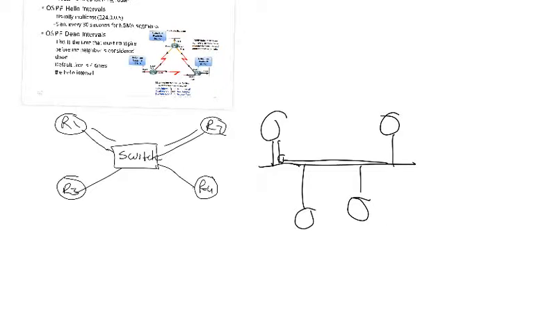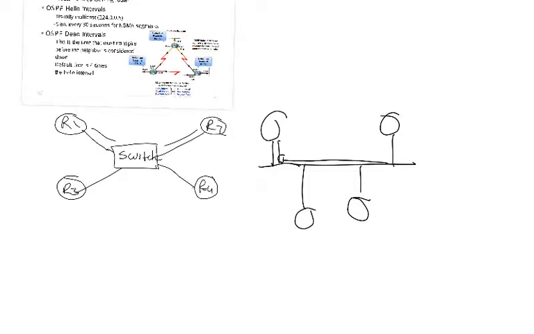This is a non-broadcast multi-access network. There are so many examples, like Frame Relay, which uses this type of physical topology. Even with Ethernet, if you have a switch and multiple routers connected to it, again that's a type of non-broadcast multi-access network. So in this type of network, the hello interval is 30 seconds, not 10 seconds.